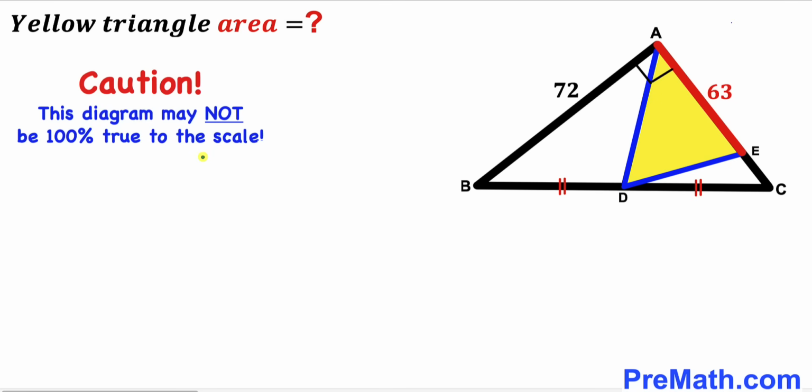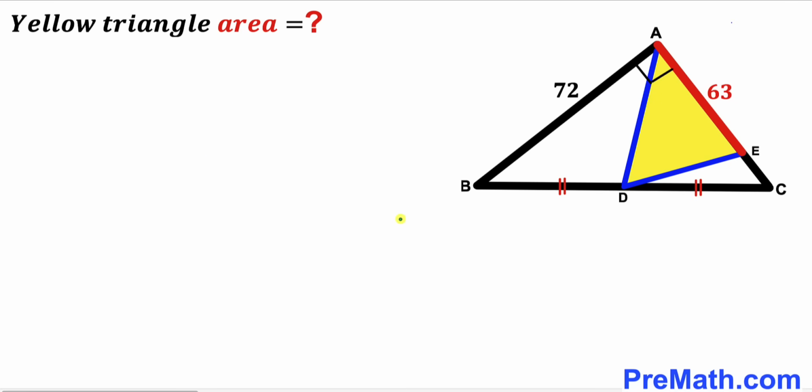And please keep in mind that this figure may not be 100% true to the scale. Let's go ahead and get started. And here's our very first step. Let's make an observation. We know this segment BD equals this segment CD, and this angle BAC is our 90 degrees angle.